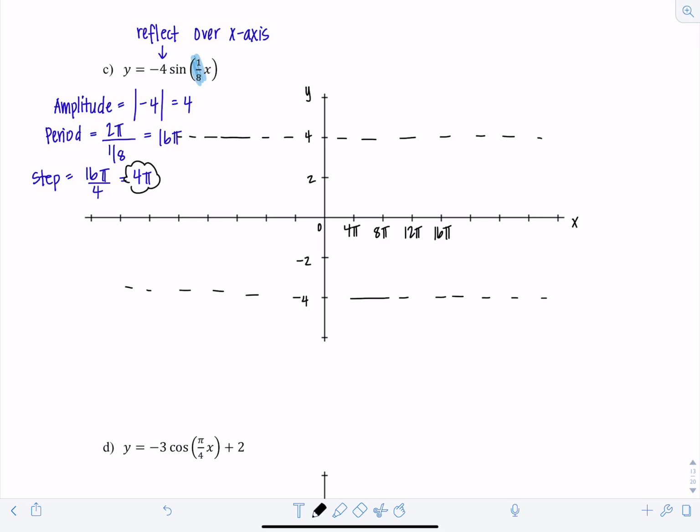How many points is that? 1, 2, 3, 4, 5. Okay, we're done. But if you had fun and you wanted to do more, go for it.